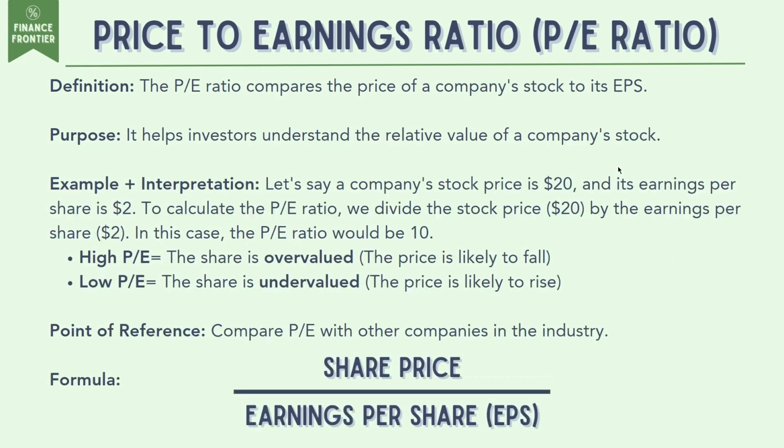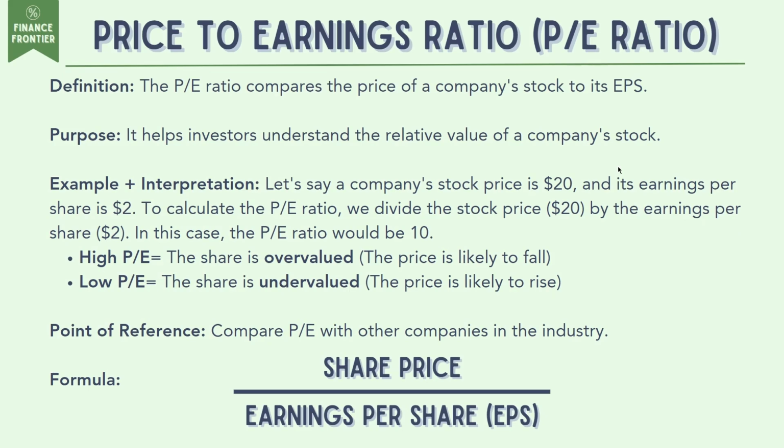So in order to further understand what the PE ratio is, we've taken a very simple example. Let's say a company's stock price is $20 and its earnings per share is $2. To calculate the PE ratio, we would divide the stock price, which in this case is $20, by the earnings per share, which in this case we're taking as $2. In this case, the PE would obviously be 10. So what does this mean?